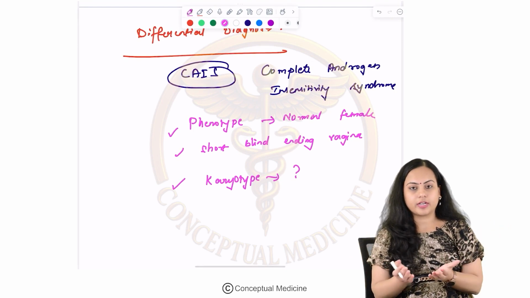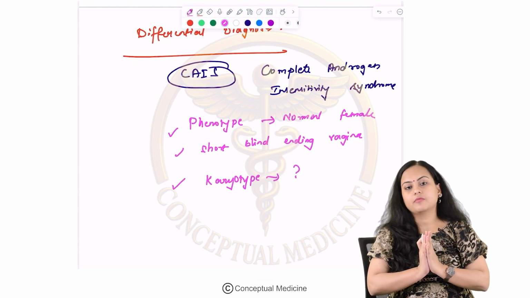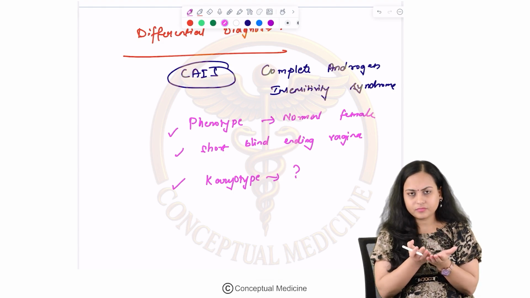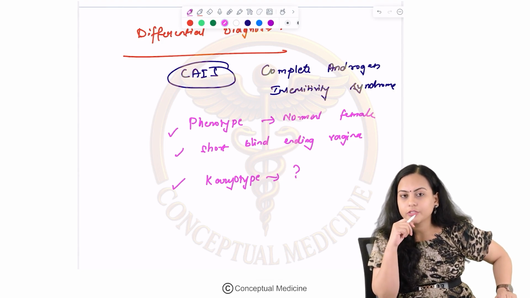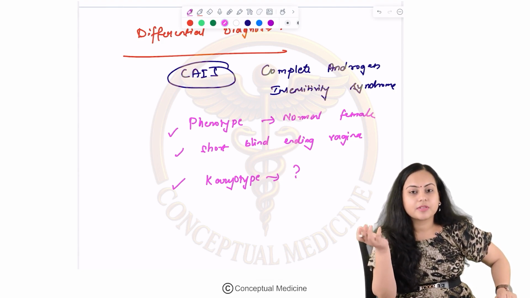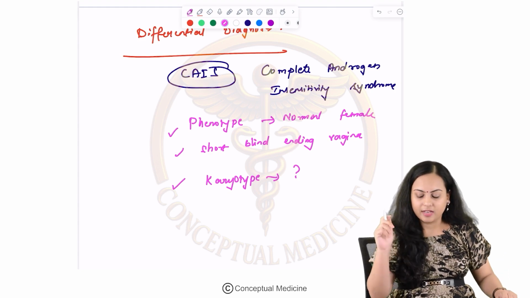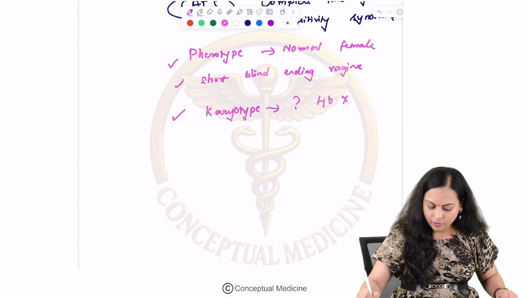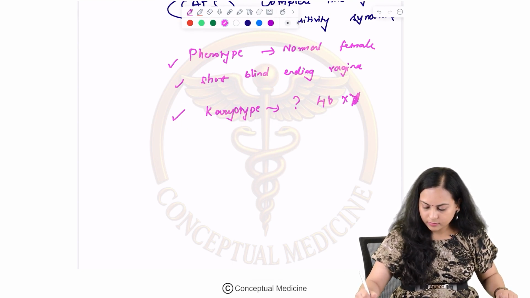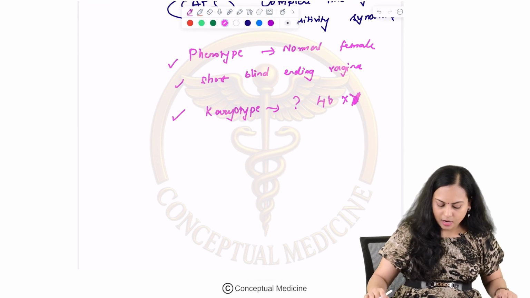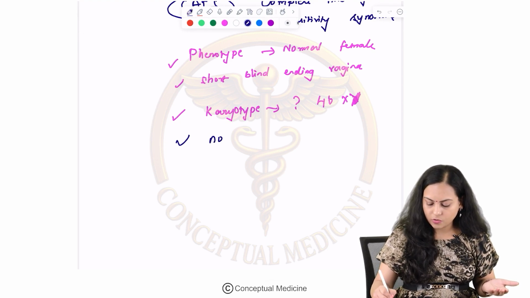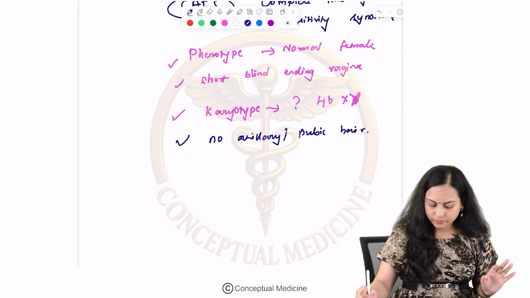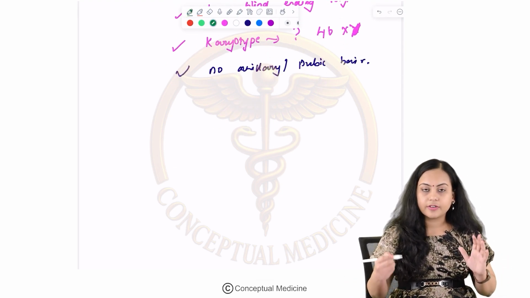So when the androgens are not acting in the periphery, what will be happening? Because there is receptor defect in the syndrome, androgens are not going to act. That is going to lead to female characteristics. That means the karyotype is going to be of a male. Okay, so karyotype is going to be 46XY. Okay, and because of no androgen action in the peripheries, there is no axillary or pubic hair as well. Clear? So this is one differential diagnosis.